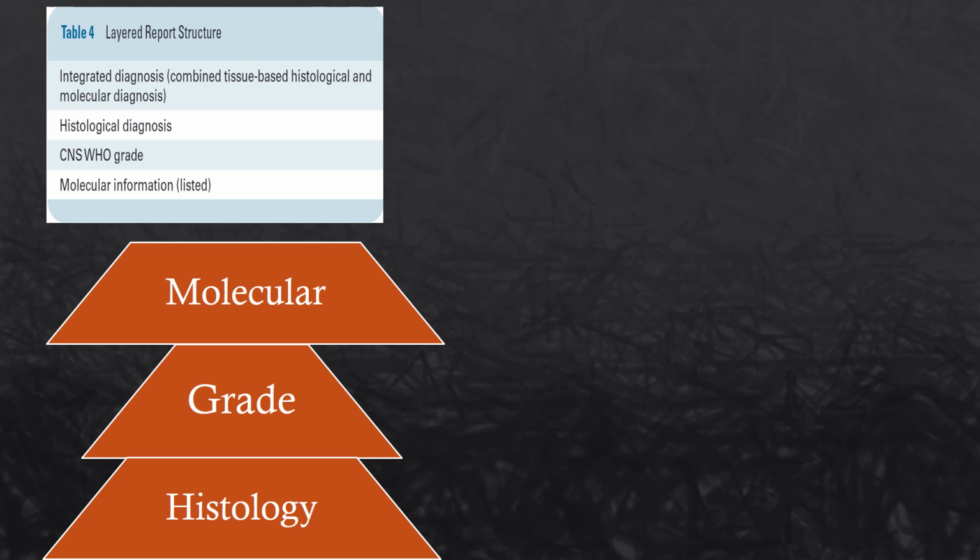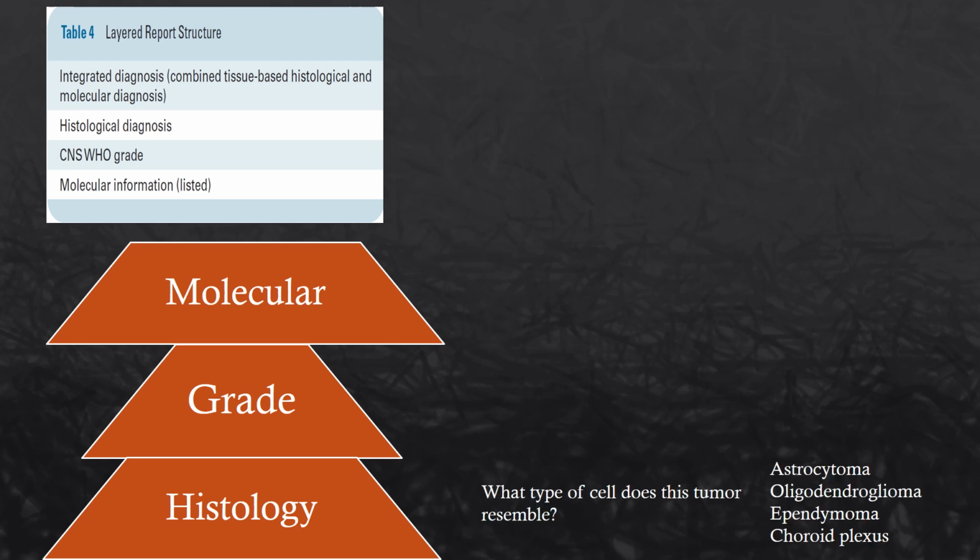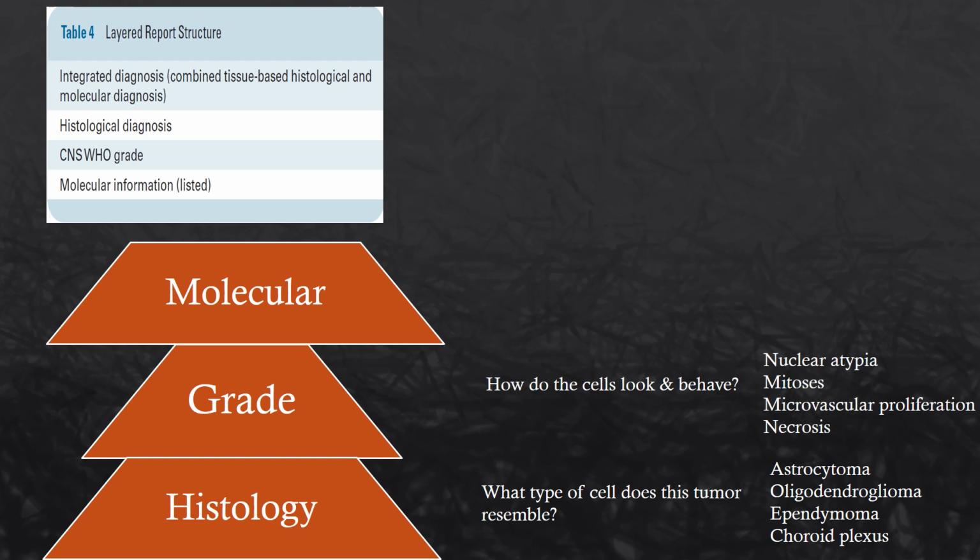So the layered report structure includes integrated diagnosis. This includes histological diagnosis, the grade of the tumor, and the molecular information, where histology refers to what type of cell this tumor resembles. That's the first question. Question 2 is, how do the cells look and behave? So nuclear atypia, mitosis, microvascular proliferation, necrosis, and then finally the molecular typing, for example, IDH mutation or the BRAF status, etc. So basically all tumors now have this kind of layered report structure.